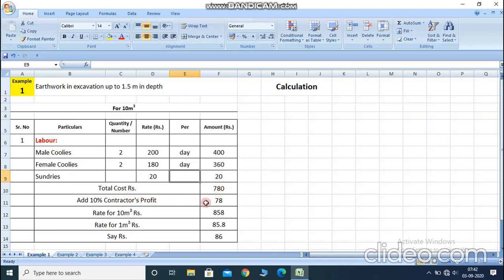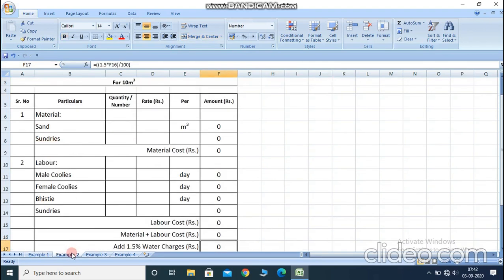Here we add 10% contractor profit, so for 780 rupees, 10% is 78 rupees. So the rate for 10 meter cube of earthwork is 858 rupees, and to find it for 1 meter cube, 858 divided by 10, so we get 85.8 rupees. Taking it to the nearest whole number, the final answer is 86 rupees per meter cube rate for earthwork in excavation. Clear? So here no calculation is required for finding out the material.